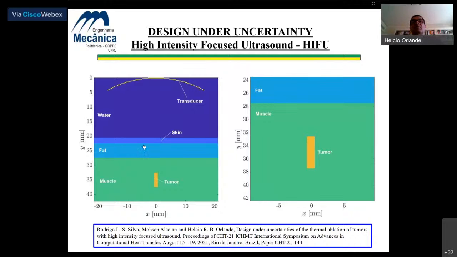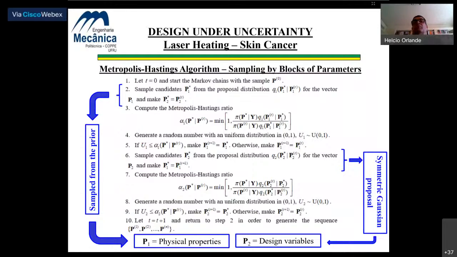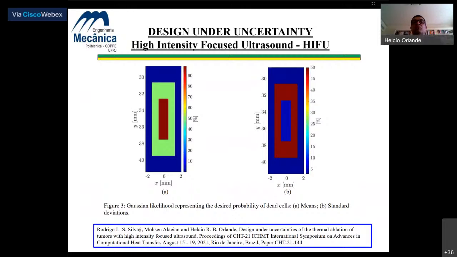For this example, the simulations were performed in a rectangular domain containing water, different tissues, and a rectangular tumor. The high-intensity focused ultrasound transducer is located here in the water. Samples of the posterior distribution were obtained with the Metropolis-Hastings algorithm with sampling by blocks of parameters. The two blocks of parameters contained the physical properties and the design variable.